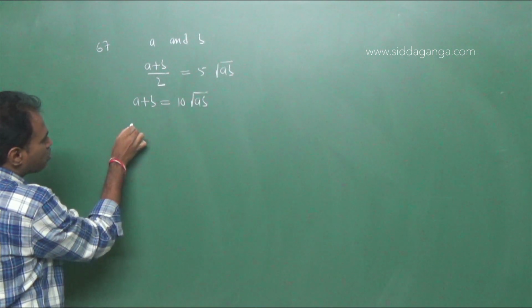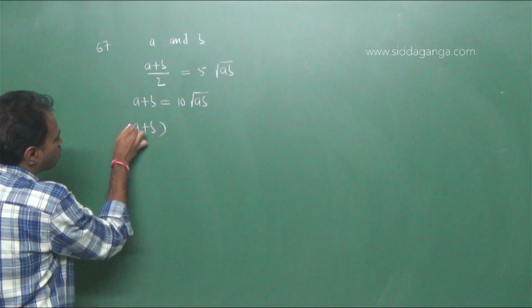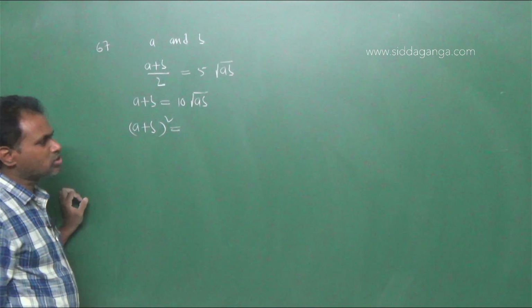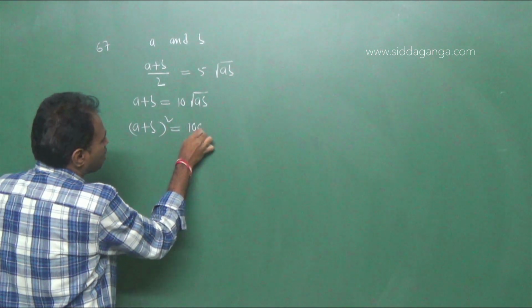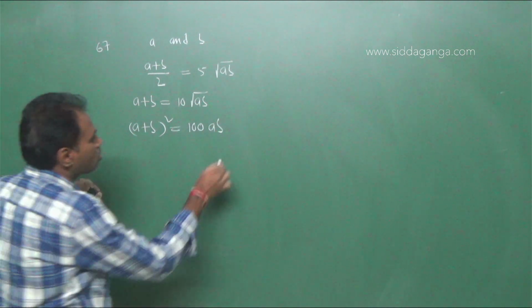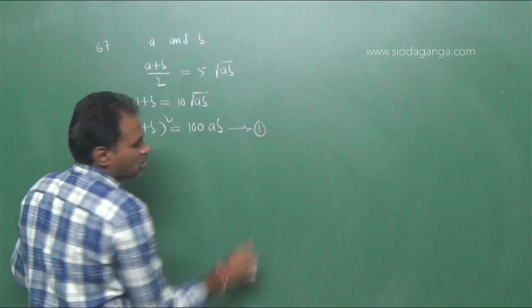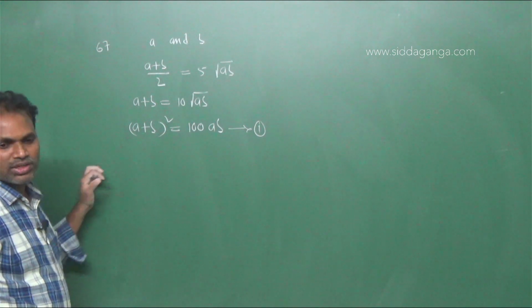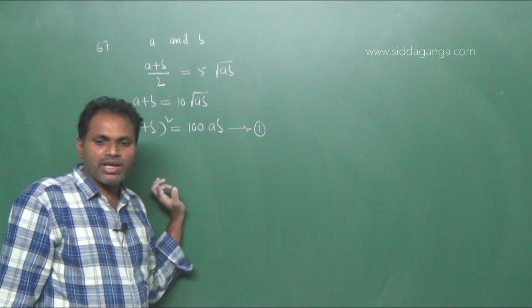Now squaring on both sides, that is (a plus b) whole square equals 10 square, 100, root ab whole square means ab. Therefore (a plus b) whole square equals 100 ab. This is equation number 1. Now actually I have to find (a plus b) by (a minus b).